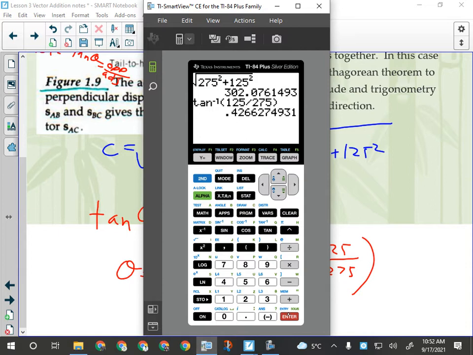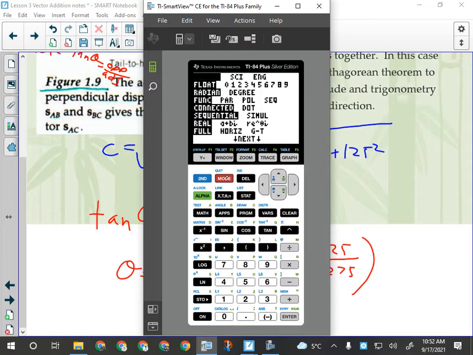Oh, I'm in radian mode. That's how you can tell, by the way. Okay, you get a decimal, you can always check that. So I got to go to mode. Make sure, guys, you are in degree mode. Your calculator, if it has been reset, defaults to radian. Don't ask me why, but it does. You need it in degree.